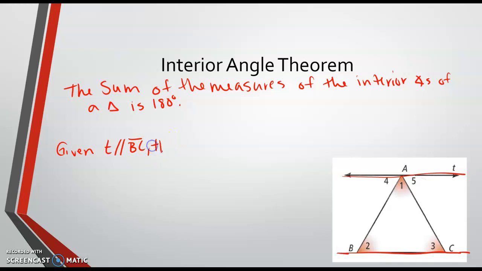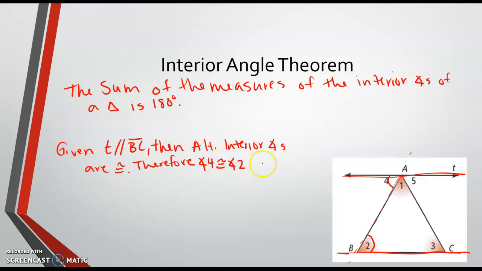Since those lines are parallel, the alternate interior angles are congruent. Therefore, angle 4 is on this transversal here, I'm going to make it dotted. Angle 4 is an alternate interior angle with angle 2. So therefore, angle 4 is congruent to angle 2.